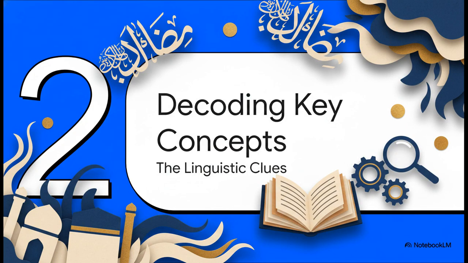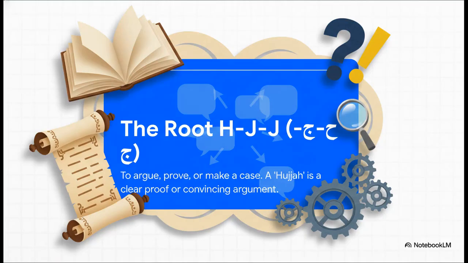Okay, so we've got our tool. Let's put it to work. We're going to zero in on the key terms at the very heart of Hajj and Qurban and just follow the linguistic clues. First up, the big one, the word Hajj itself. It comes from the root HJJ. Now, here's the twist. When you track this root across the Quran, it doesn't really mean pilgrimage. Its consistent meaning is about arguing, debating, presenting evidence. A hujjah isn't a trip you take. It's a clear, solid proof you present.